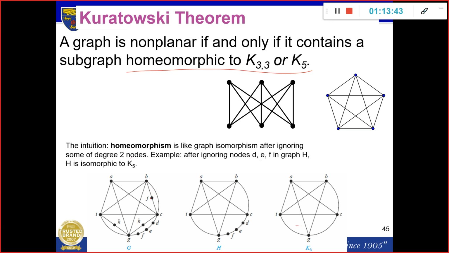if you ignore some degree two nodes, J has two degrees, you ignore this. D has two degrees, you ignore this. E, F, H, K, ignore all of these, and you will get this one. So this is homeomorphic to K5. You can see that K5 is homeomorphic to this graph. By removing all those vertices, you get an exactly same or homeomorphic graph to K5.